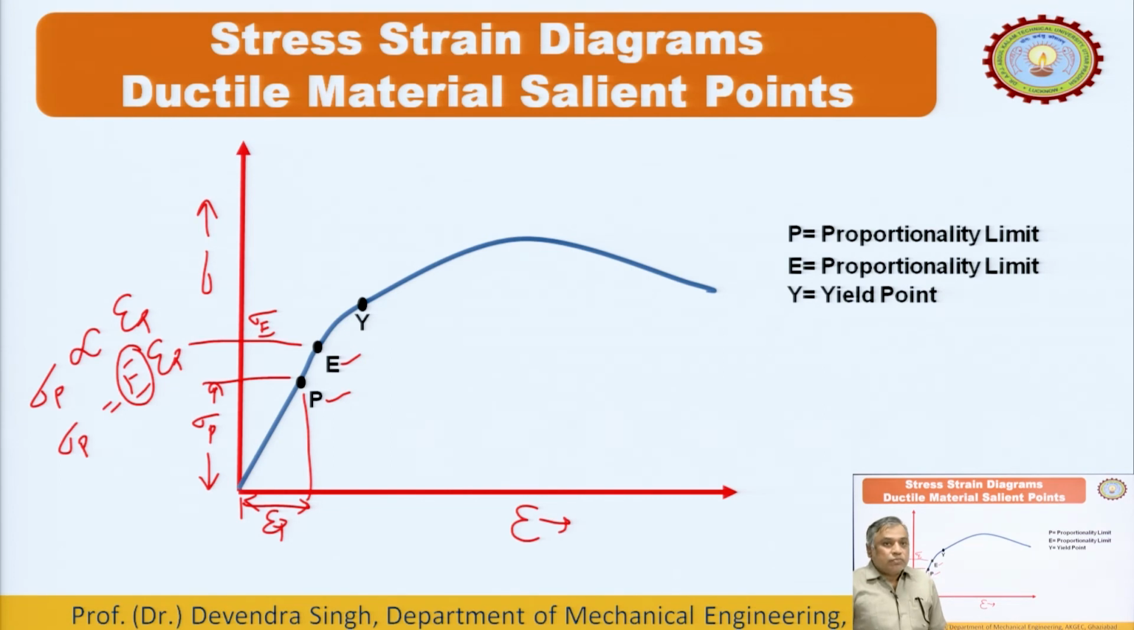After that, beyond E up to y, the material will not be able to regain its original shape even after the removal of the deforming load. After going beyond E, the material does not retain that property, it does not have the strength to regain its original shape when you remove the deforming load.